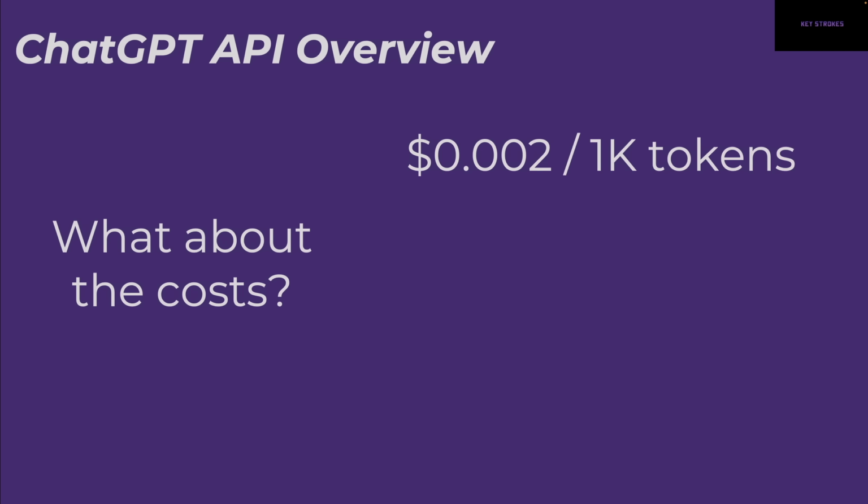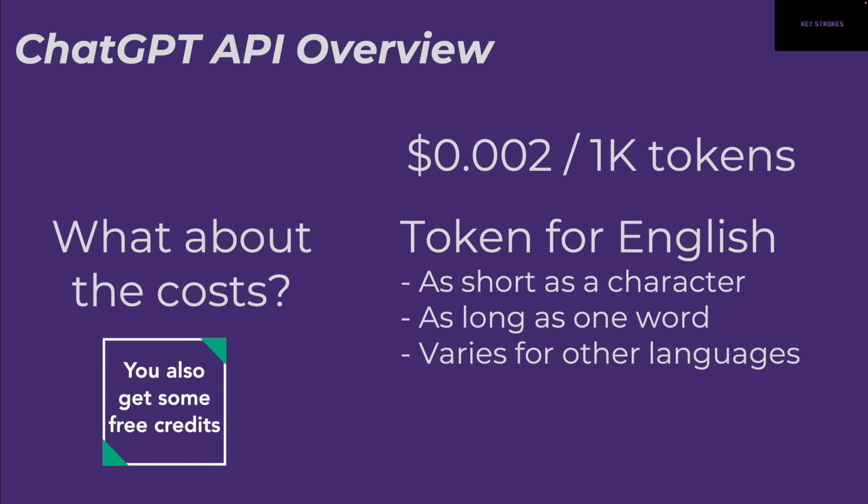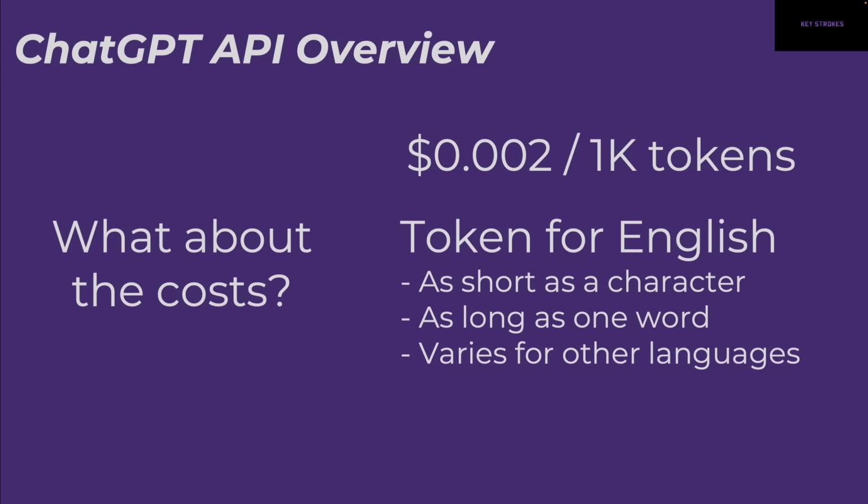The API calls are charged at $0.002 for every 1,000 tokens. But what is a token? In the ChatGPT documentation, they mention that a token for the English language could be as short as a character or as long as one whole word, and it could vary across different languages.